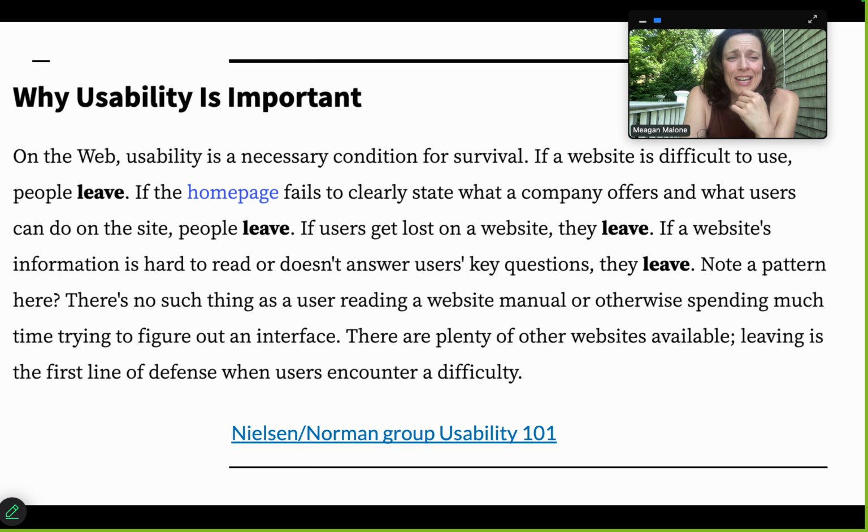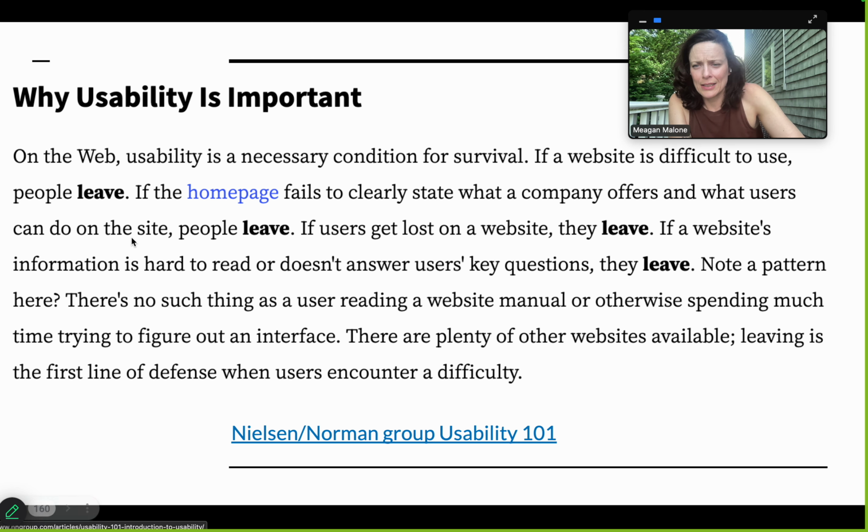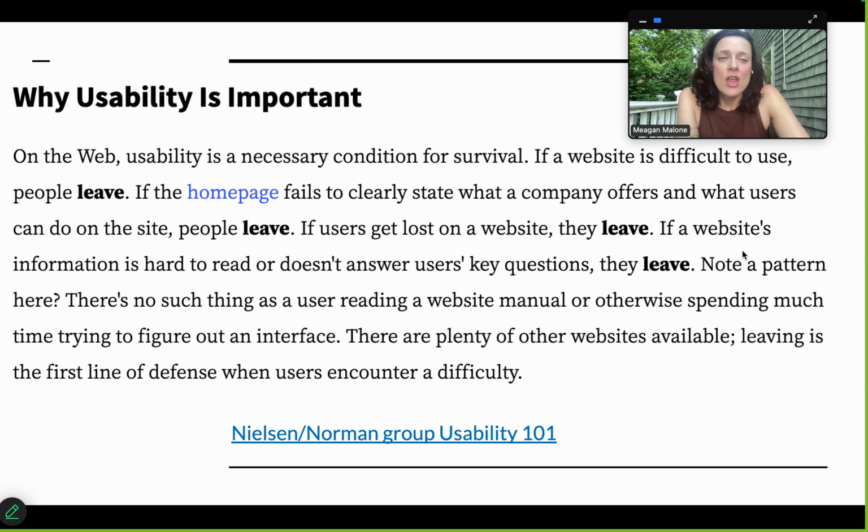I really liked his explanation of why it's important to consider usability. Many things will happen if you don't pay attention to usability. And the first and worst one is that people will leave your website. So usability is a necessary condition for survival. If it's difficult, people leave. If it fails to tell you what the company can do, they're going to leave. If they get lost, they will leave. If it doesn't answer questions, they will leave.